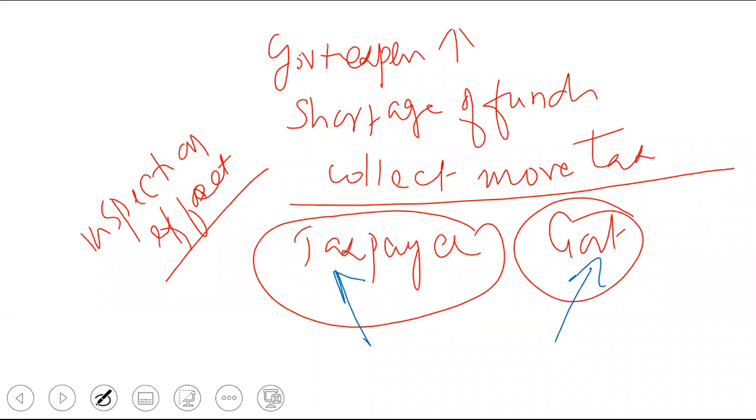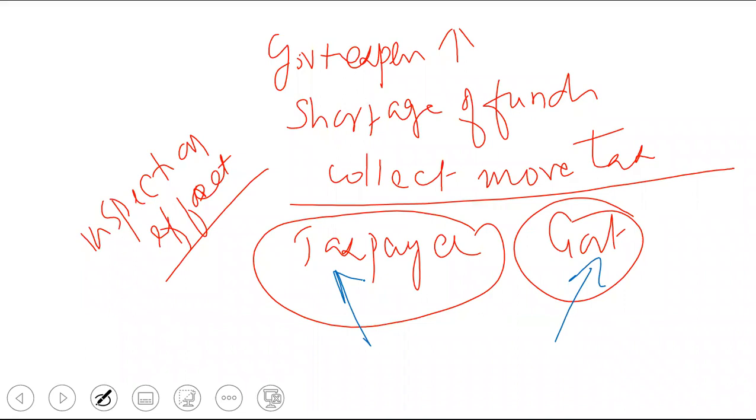Even after the war is over, government is continuing with the tax, and people are ready to pay the tax. That is known as tax tolerance. Now the question is, what is inspection effect? Government wants to further increase the tax, but they are afraid. Government is not sure whether it can increase the tax, because tax is creating an element of sacrifice.